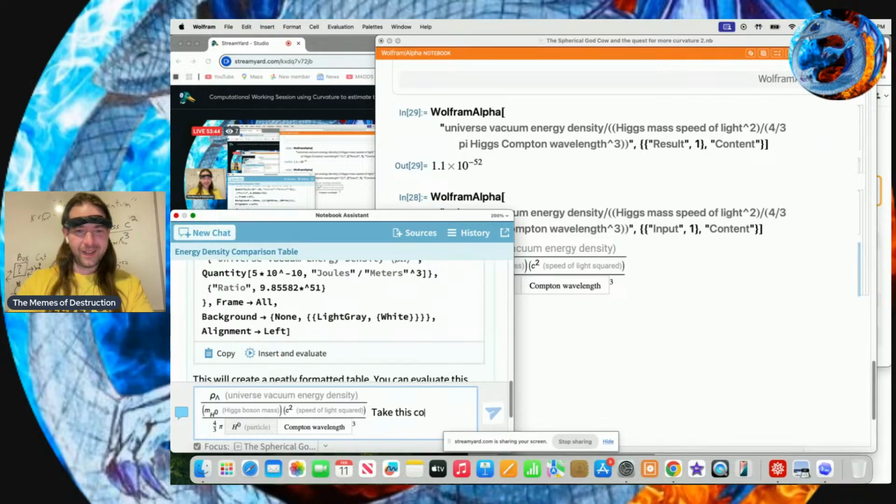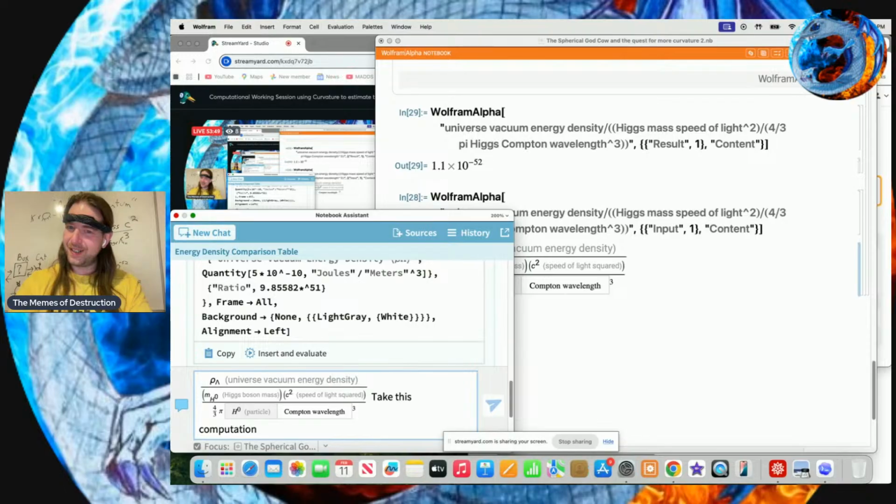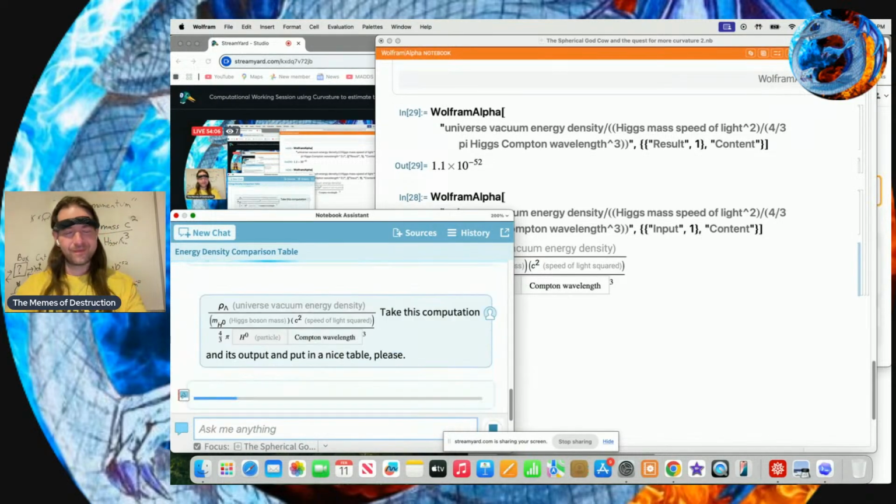Take this computation and its output and put it in a nice table, please. All right, let's just do the same thing with Codex.